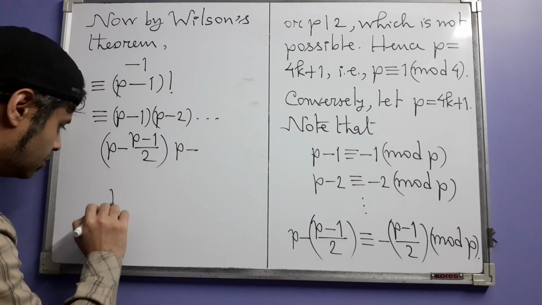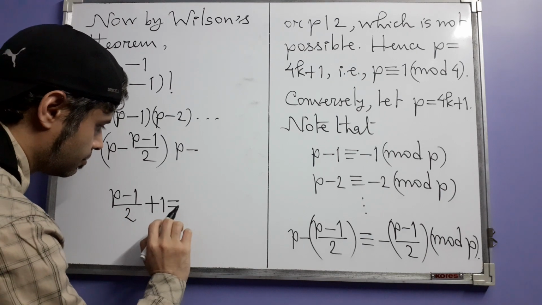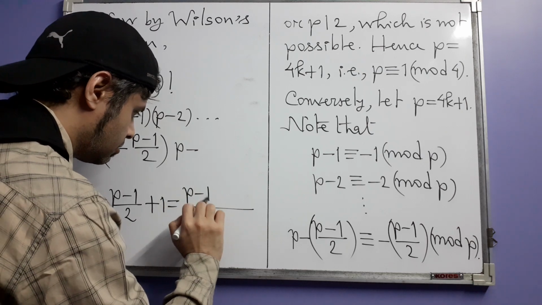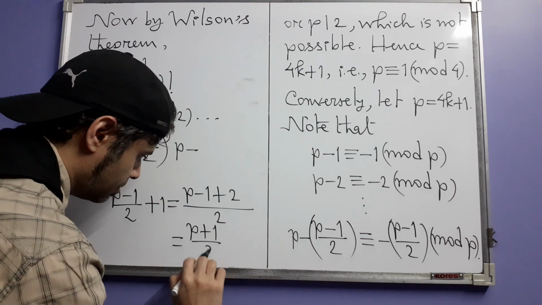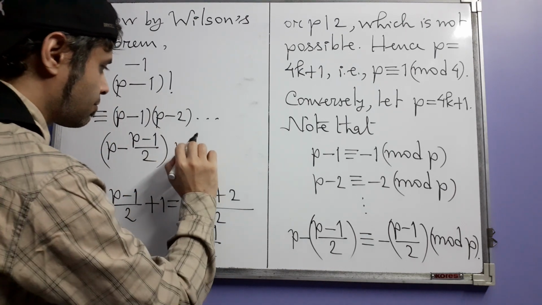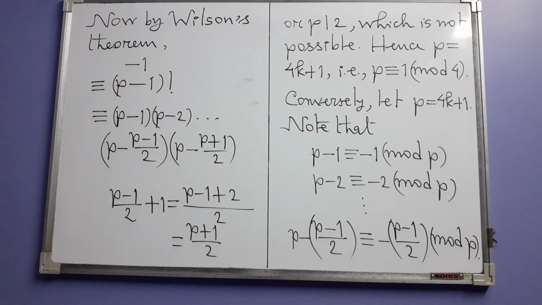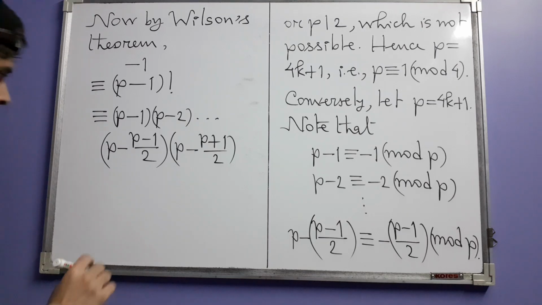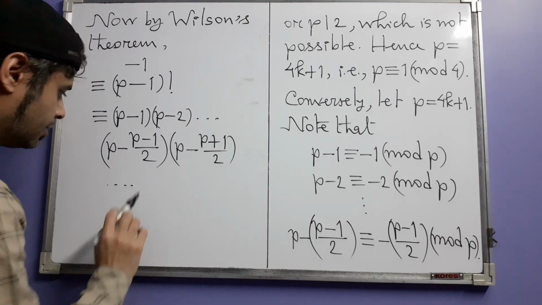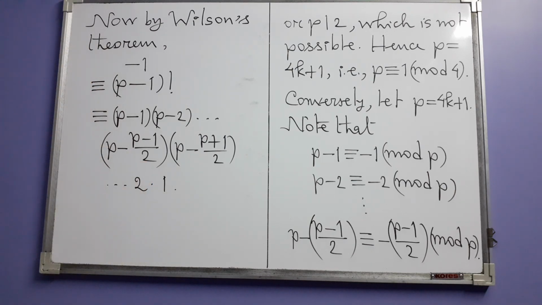So what will that sum be? p minus 1 divided by 2 plus 1. If you do the little calculation, you get this, p plus 1 divided by 2. That means in the next factor we get this, okay. And then still it doesn't stop there, it continues, and eventually we get 2 and 1.